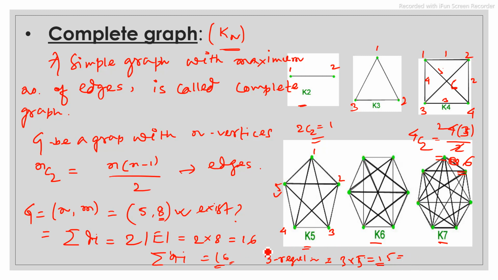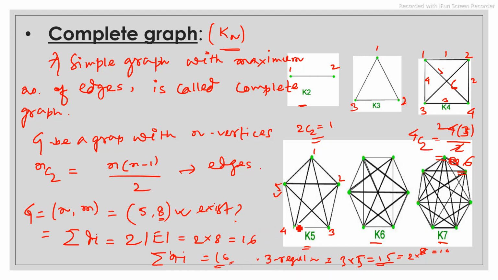The number of edges here is 8, so 2 into 8 is equal to 16. So 15 is not equal to 16. The handshaking lemma does not hold. So a three regular graph with 5 vertices is not possible. Okay, so this graph exists, but it is not three regular.